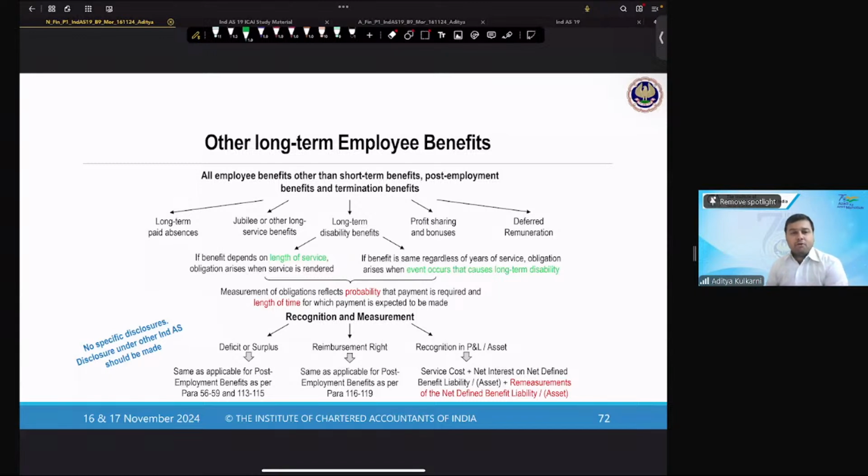Any doubts in post-employment benefits, anyone? Yes? Monica, Jeannie, no doubts? Okay. No. All right. Monica, confirm? Yes? Yes, Hemant? sir. Hemant, koi doubts? Vignesh, any doubts?